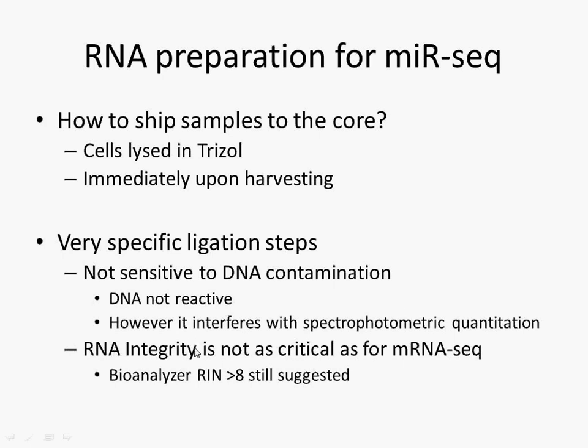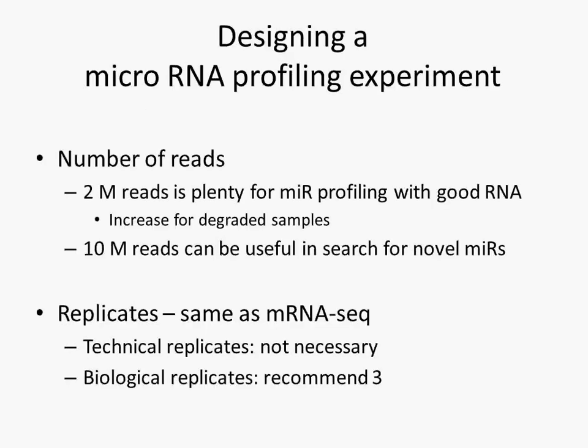But this time, RNA integrity is not as critical as for mRNA-seq, although we would much rather run with clean RNA than dirty RNA. So we still suggest a bioanalyzer RNA integrity number strictly superior to 8 before processing the sample. But if you're a member of the PCBC, you don't have to worry about that. We will make sure that we have a good extraction for you.